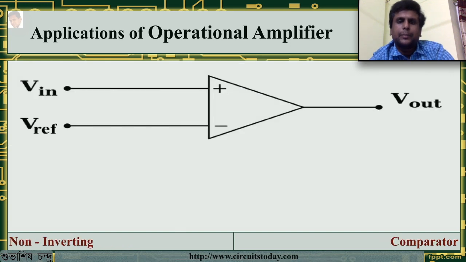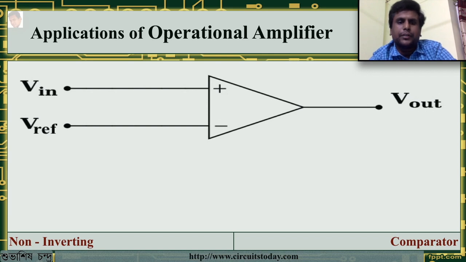Comparator is basically a non-linear op-amp device in which the negative feedback is not used. It is a circuit configuration that compares two voltages and indicates which one is larger. There are two types of comparators, the non-inverting comparator, which is on your screen, and the inverting comparator, which we will see in the next slide.